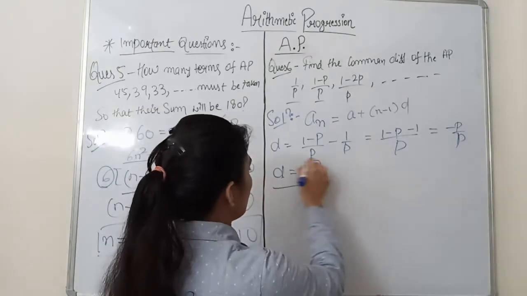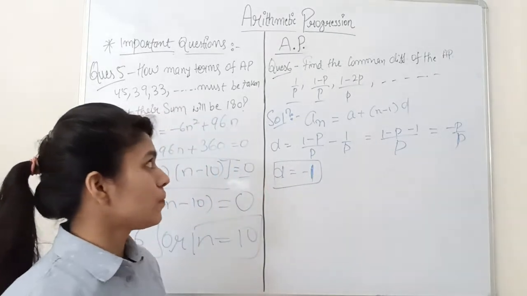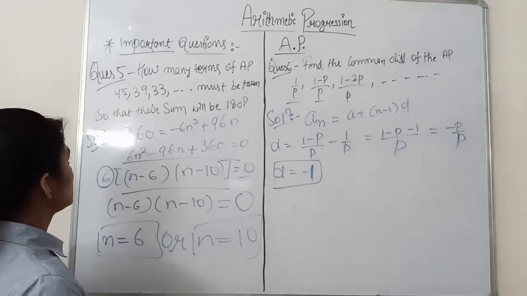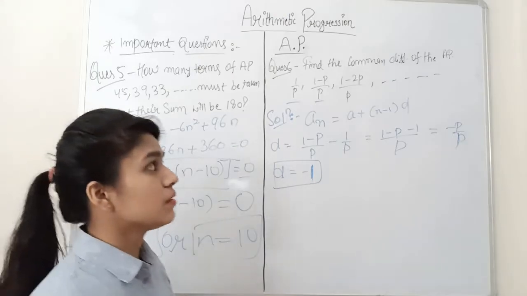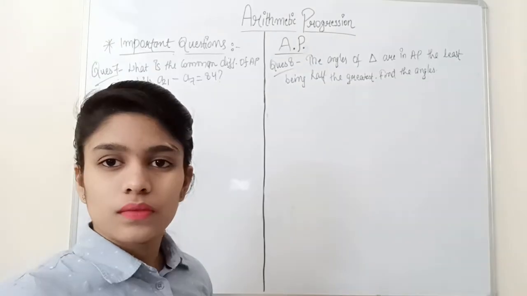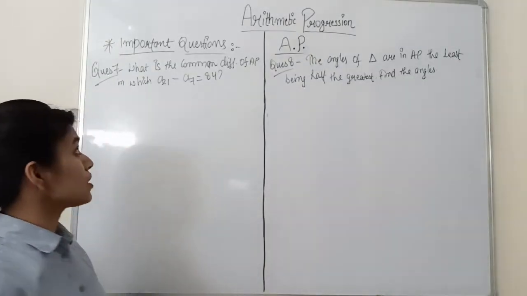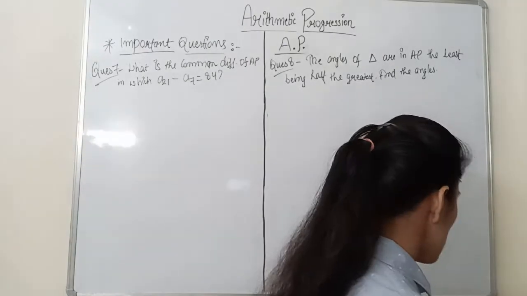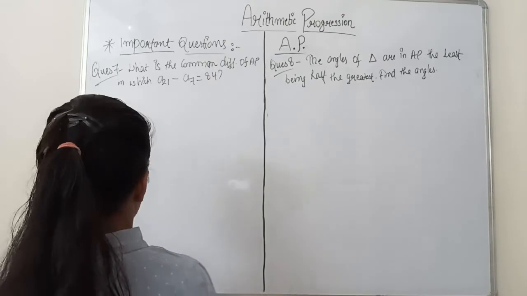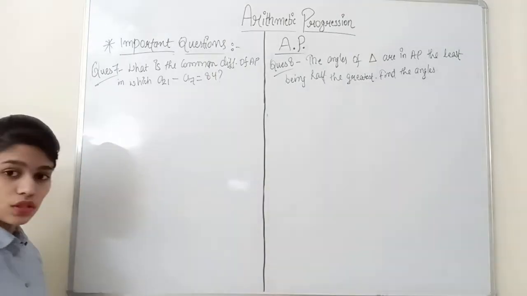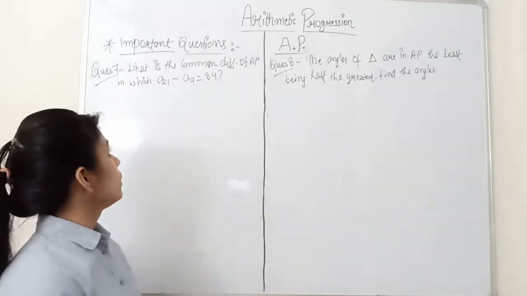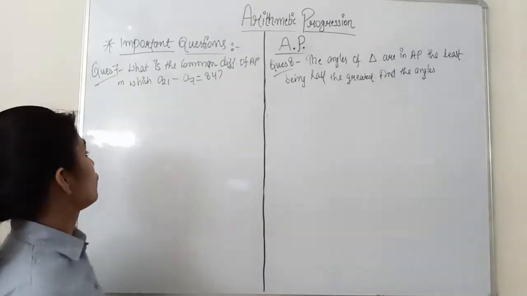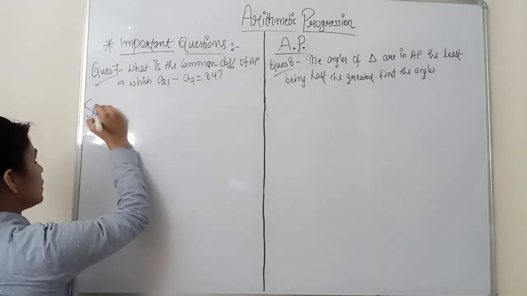Okay. So this is the simplest question for short type questions. Okay. Now we will solve some more questions. Now students, our next question is, what is the common difference of the AP in which A21 minus A7 is equal to 84? This is some different kind of question from previous questions. This is a little bit different.